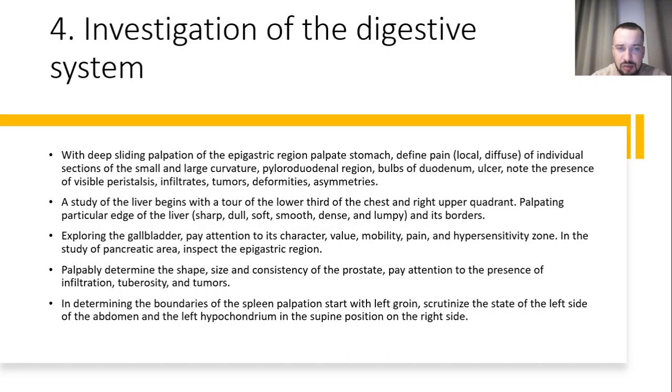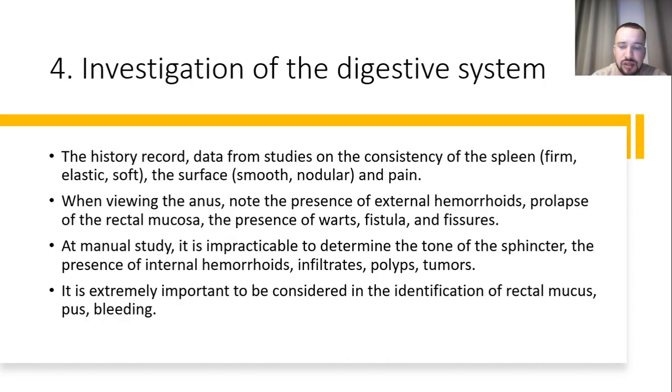In determining the boundaries of the spleen, palpation starts with the left groin, scrutinize the state of the left side of the abdomen and the left hypochondrium in the supine position on the right side. Record data from studies on the consistency of the spleen, the surface, and pain.